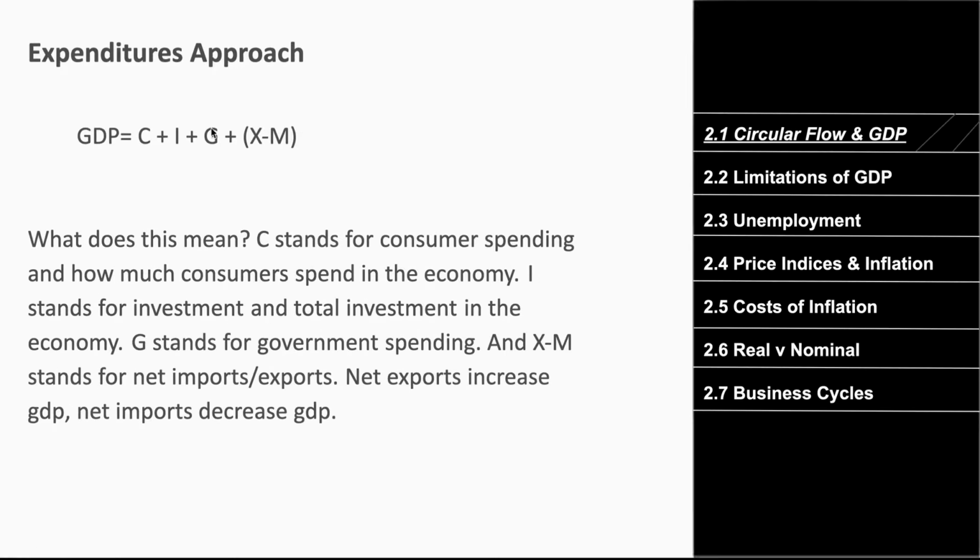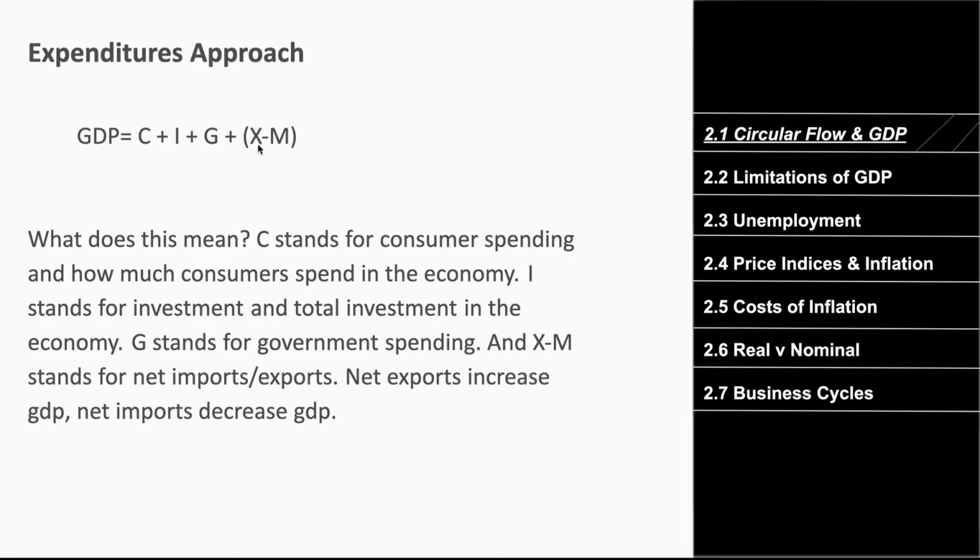So the expenditures approach is always this simple equation: C plus I plus G plus X minus M. And you definitely want to learn this or memorize it because there's a lot of questions regarding this. The C stands for consumer spending. It's how much consumers spend in the economy. I stands for total investment, so it's how much businesses invest in your economy. G is government spending, so it's how much the government is spending on stuff.